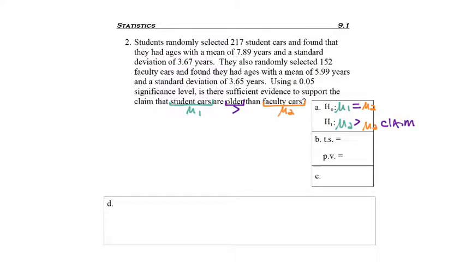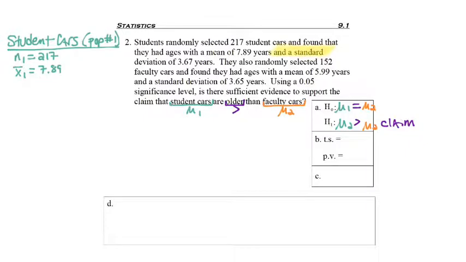So let's break down the information that we have. Students randomly selected 217 student cars. Okay, so student cars will be our first population, population 1. And since 217 cars were selected, N1 is 217. They found that they had ages with a mean of 7.89 years. This is from the sample, so this is a sample value. X bar 1 is the 7.89.